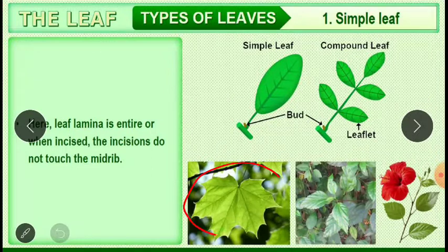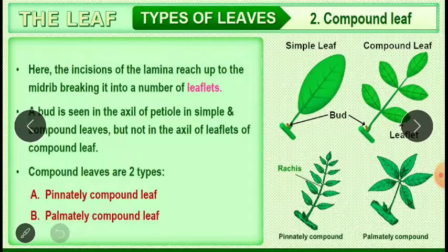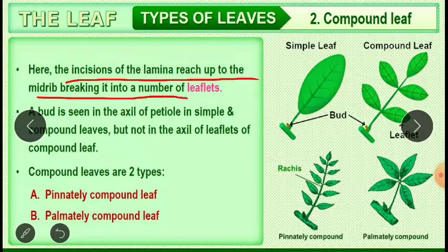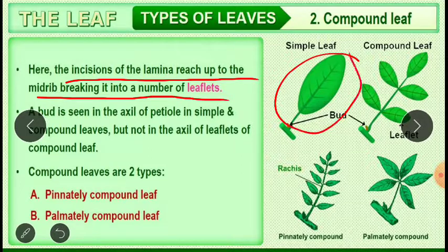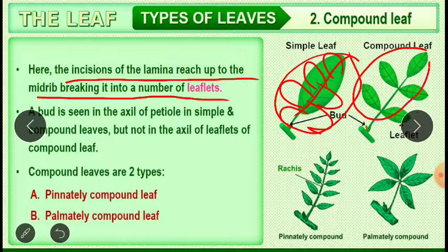Here you can see this is a simple leaf. The incisions are there, but they are not touching the midrib. It is not dividing the leaf. So this is the simple leaf. Whereas in the compound leaf, these incisions of the lamina reach up to the midrib, breaking it into a number of leaflets. So suppose this is the leaf, this is going to be your midrib. Here the incisions are going to be in such a manner that they reach the midrib. As a result, the main leaf is going to be divided into many leaflets.